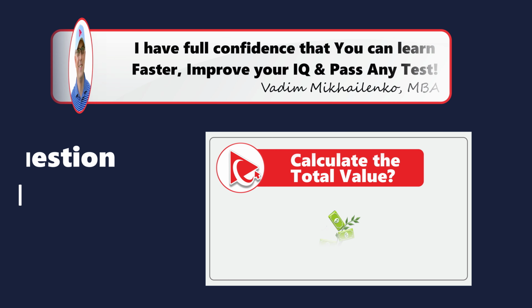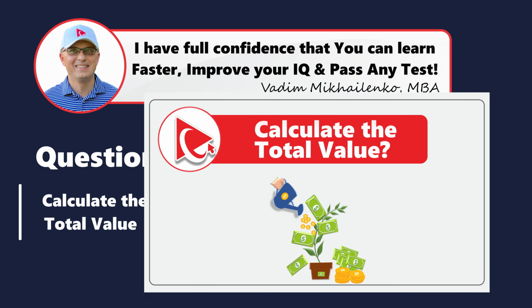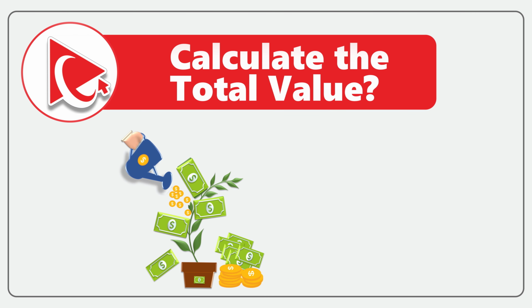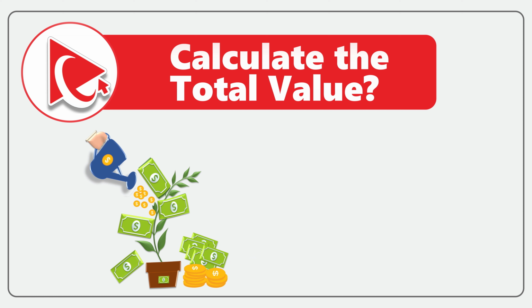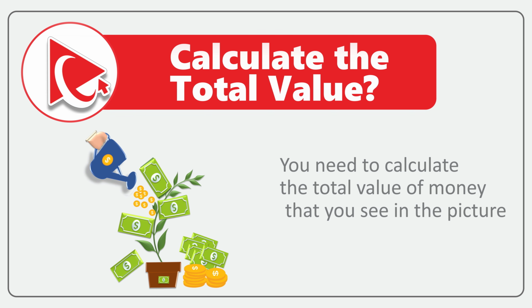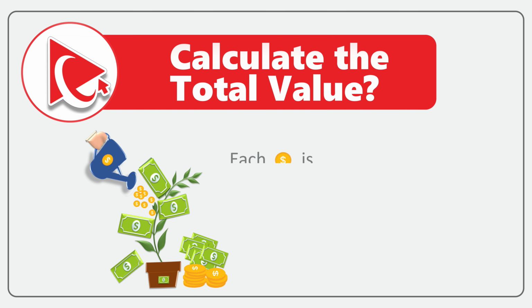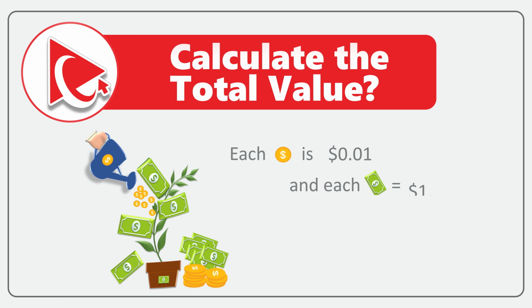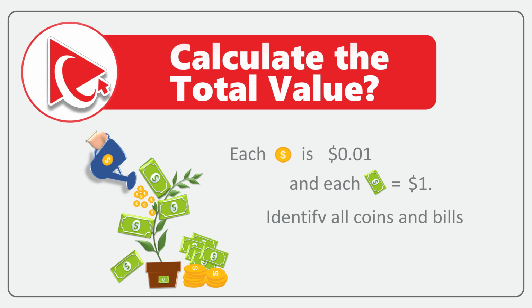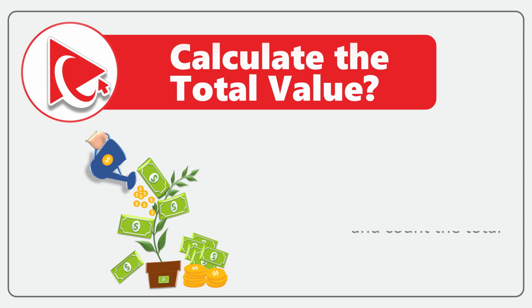Have you ever dealt with the money tree? Well, now it's your opportunity to check your attention to details. You're presented with the money tree making enterprise, and you need to calculate the total value of money that you see in the picture. What's interesting here is that each coin is 1 cent, and each bill equals $1. You need to identify all coins and all bills and count the total value. Once you complete the calculations, please select one out of 4 possible choices.